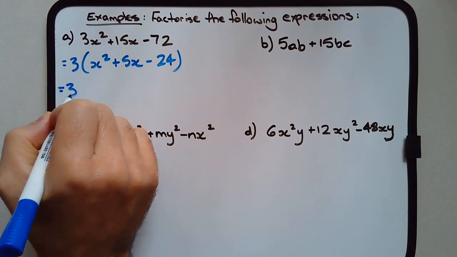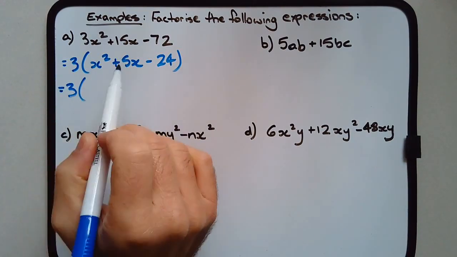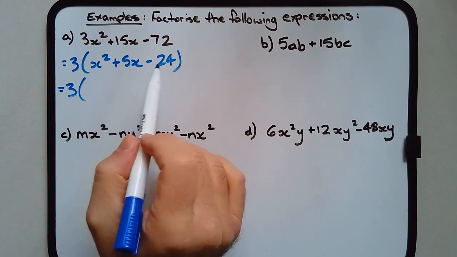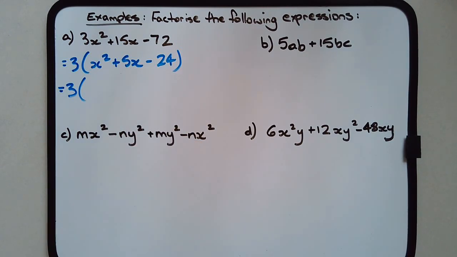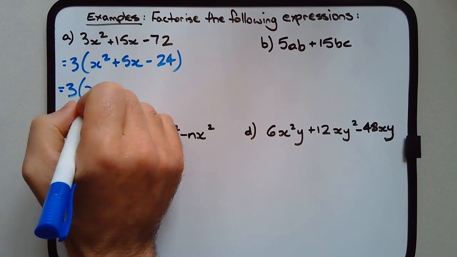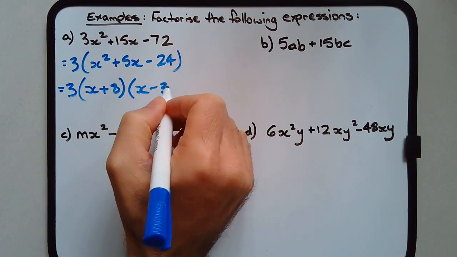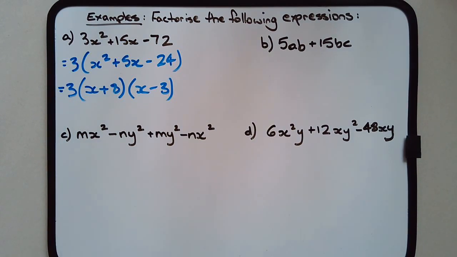This is a monic quadratic, so try and find two numbers that add up to give you positive 5, but when multiplied together give you negative 24. So I can think of positive 8 and negative 3. So x plus 8, x minus 3. Check to see if that works, of course.